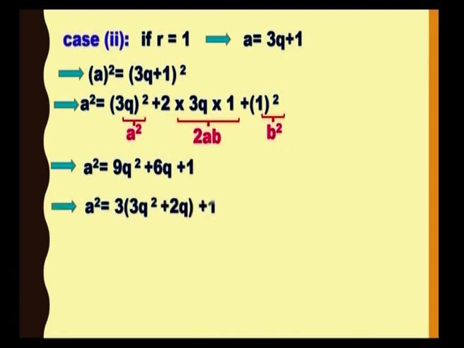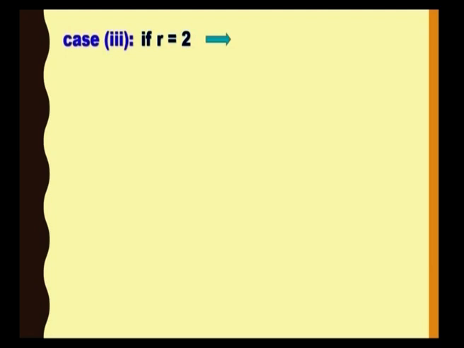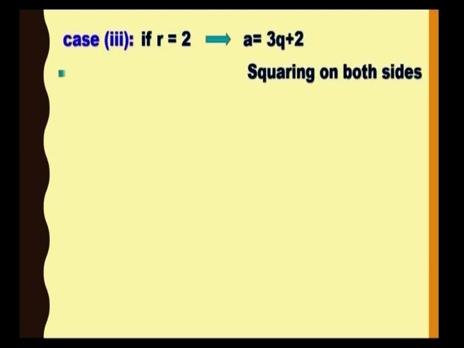A square is equal to, if I take 3 common from the first 2 terms, then I can write it as 3 into 3q square plus 2q, plus 1. So whatever is there in the brackets I can take as p. Then I can write a square is equal to 3p plus 1, where p is equal to 3q square plus 2q. If r is equal to 2, a is equal to 3q plus 2. Again squaring on both sides, a square is equal to 3q plus 2 whole square.